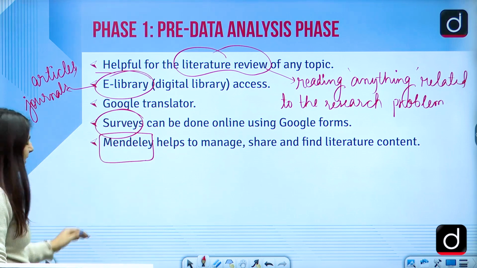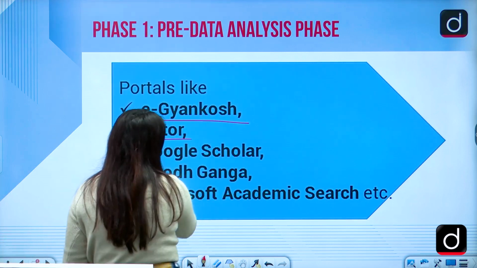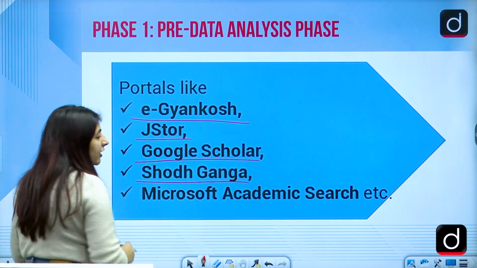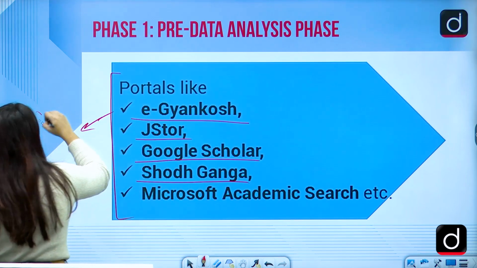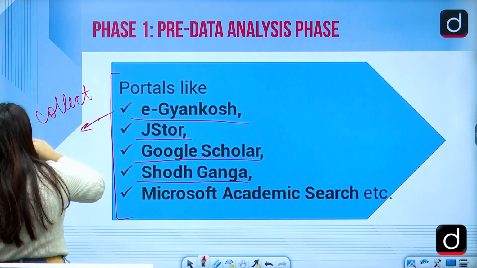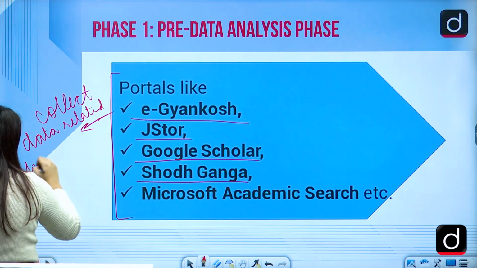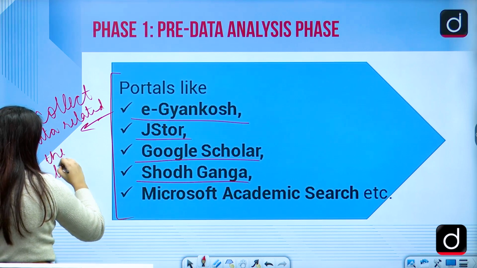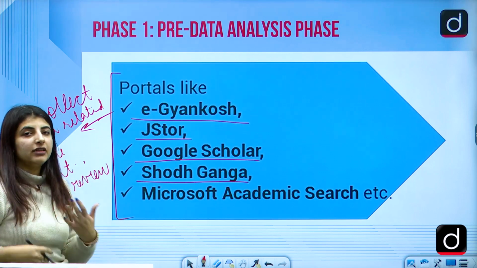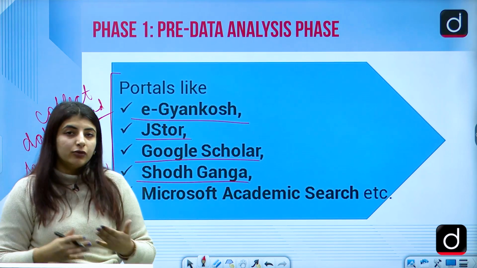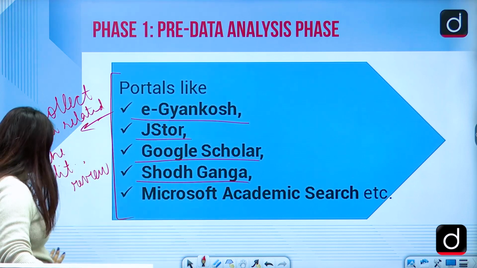So we have the pre-data analysis phase. We have Gyan course, JSTOR, Google Scholar, Shodh Ganga, Microsoft Academic Search, etc., from where we can collect data related to the literature review, right? We can read books, journals, articles, someone's book reviews, etc. We all can do that from these very websites, these very portals as well.